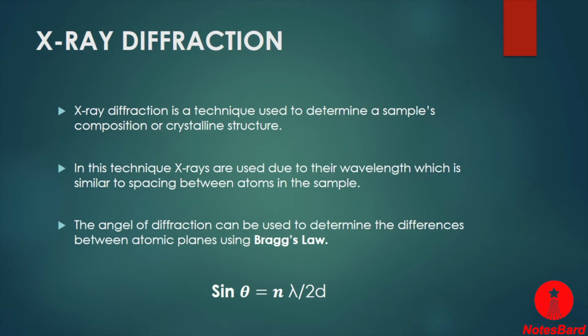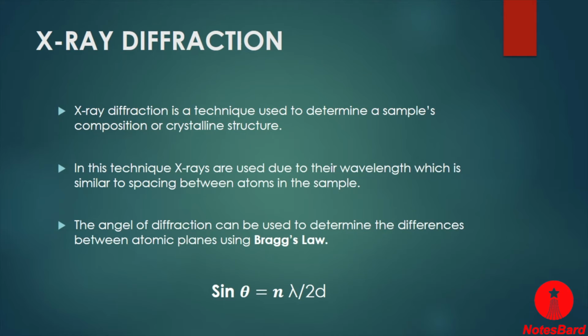Before moving to the procedure of X-ray crystallography, let's first understand X-ray diffraction and Bragg's law. Let's first understand the meaning of the word diffraction. Diffraction is defined as the slight bending of light when this light passes through the edge of an object. It bends, and this bending is considered diffraction.